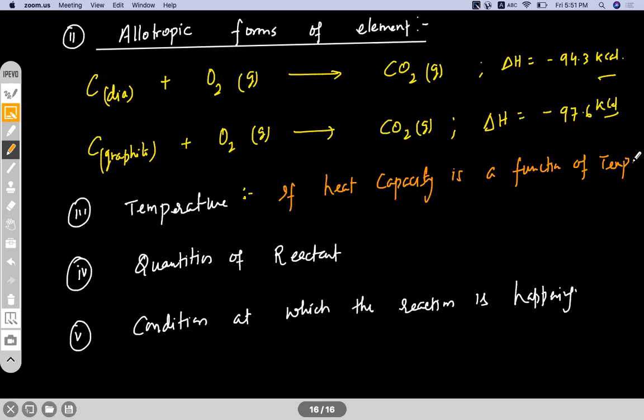Yes. Now, you see, next we have different types of enthalpy. Write down the types of enthalpies of reaction.